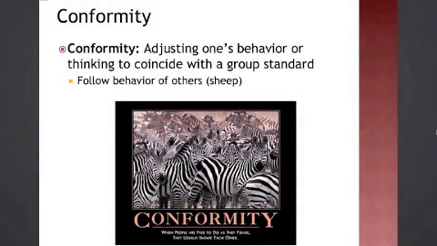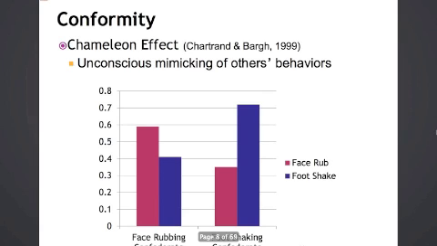Hi, general psychology students. Today we're going to look at conformity, one of the classic social psychology principles. Conformity is adjusting our behavior or our thinking to coincide with a group norm or a group standard. So we start to act or think like others. You might consider it following the behaviors of others like sheep or lemmings.